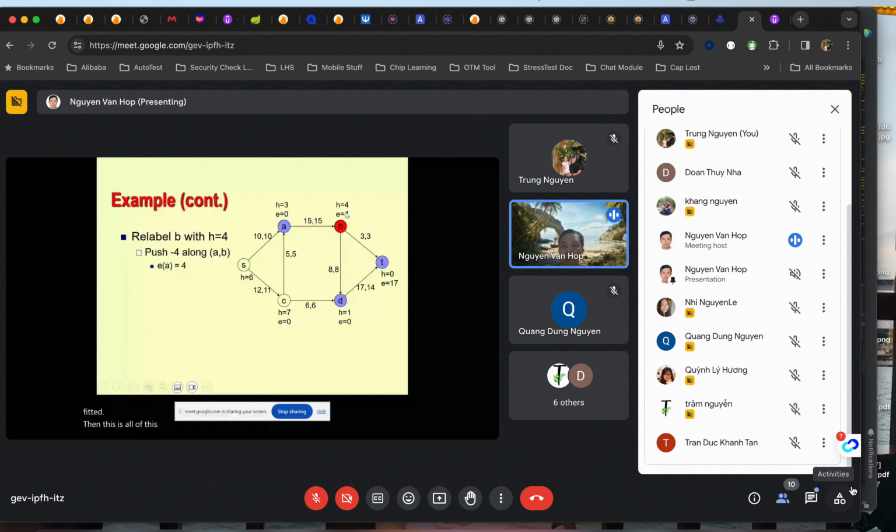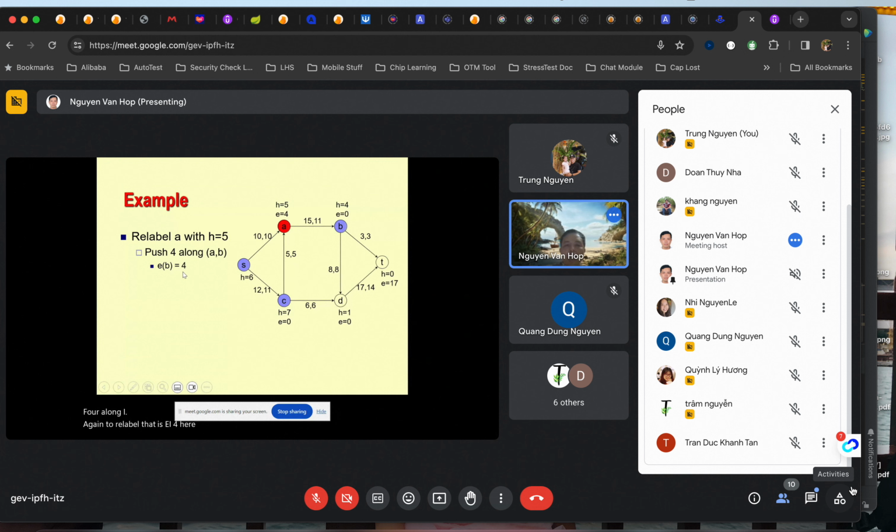Then all of this is non-active node already. Therefore, only this one is active node. Therefore, we need to push 4 along AB. Again, to relabel, that is EA4 here again. Then EA4, then with A5, we push again EB4. And you see that already, this is not balanced yet because it's 4.